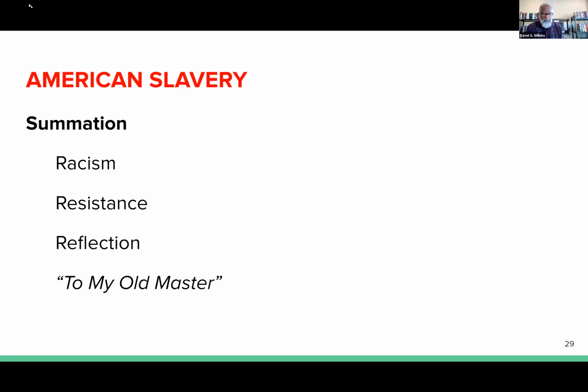I always like to end my lectures on American slavery by sharing a letter. This is called "To My Old Master," and it is Jordan Anderson, a formerly enslaved man who is now free, but has received a letter from his former master, who is asking him to return to Tennessee and to work for what his master, Colonel Anderson, describes as a better opportunity.